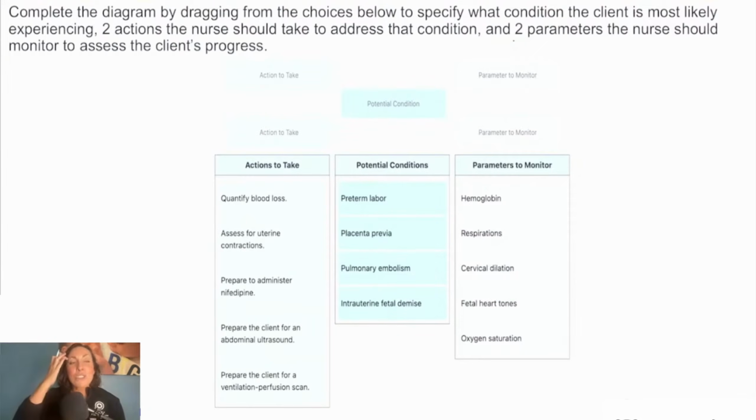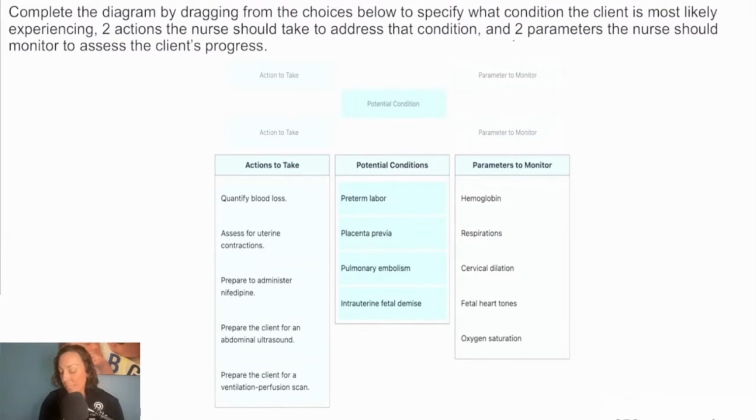Okay, so let's jump right into this bow tie question together, and I'll read this out to you. I know it can be hard to see on the screen. We have our instructions, and it says complete the diagram by dragging from the choices below to specify what conditions the client is most likely experiencing, 2 actions the nurse should take to address that condition, and 2 parameters the nurse should monitor to assess the client's progress.